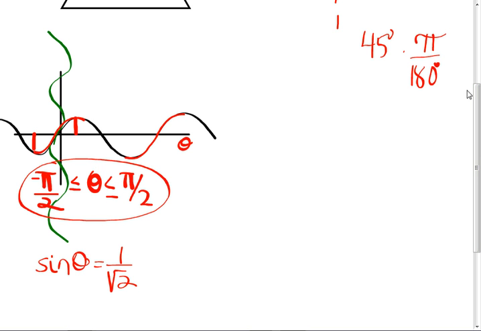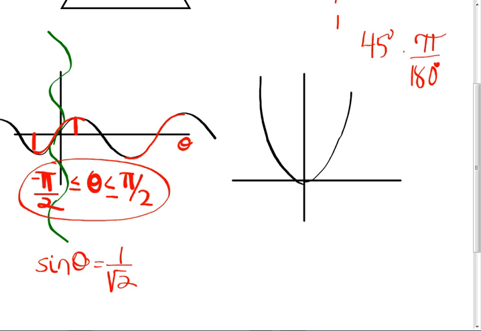But let me back up a little bit. We do this with parabolas, because what if I take a parabola? It looks like this, right? What would its inverse look like? It would look like this. Is that a function? No.